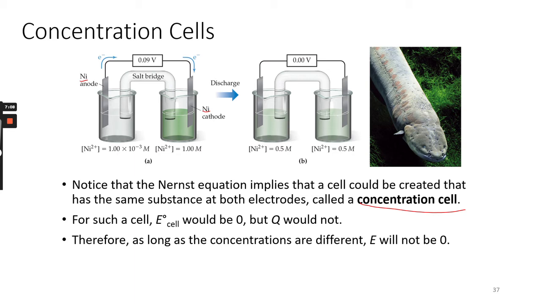Okay, so you see this one has a lower concentration, this one has a higher concentration, and you have some voltage. This one here, your voltage is 0 and your concentrations are the same. Therefore, as the concentrations are different, your E will not be 0.